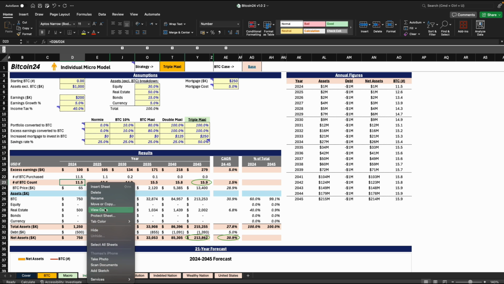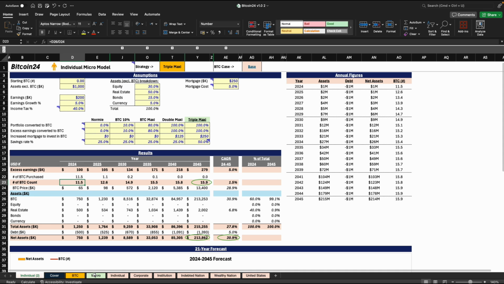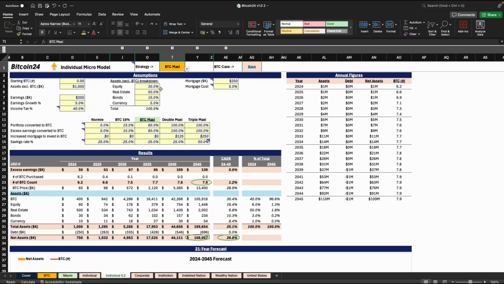Now, I want to change this, and I want to create a new one, so we create a new tab with the same information. I'm just going to rename it individual, but 0.2. This individual is a 0.2. He's a regular individual. He's not from a wealthy country, and he doesn't have that much in excess earnings. And he's not a triple maxi, he's just a Bitcoin maxi, because he doesn't have access to a mortgage or anything like that. So he's a Bitcoin maxi.